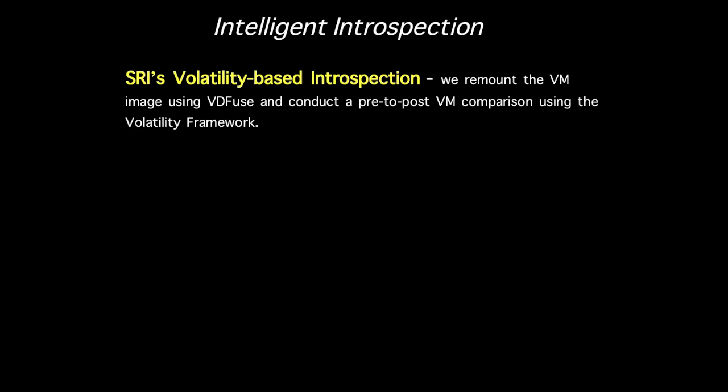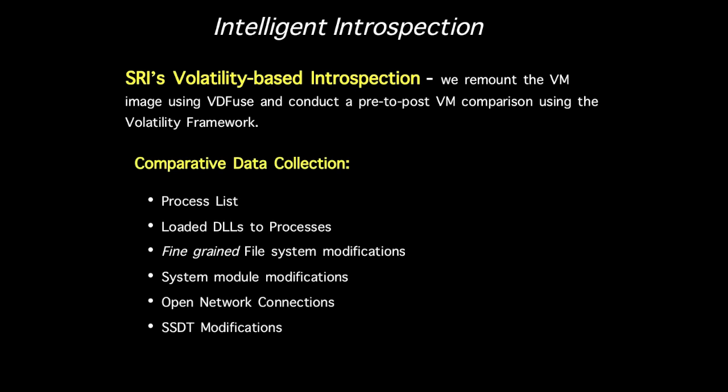Finally, Malgram performs a Volatility-based introspection of the infected VM, comparing the VM to its snapshot prior to the infection. VDFuse is used to remount the image that was taken by the dumpit utility at the end of SRI's SANNet analysis. Using Volatility, Malgram isolates all changes to the OS performed by the malicious app. These include a comparative assessment of the process list and their associated DLLs, a fine-grained analysis of the file system alterations, open network connection information, and changes to the system services and drivers.